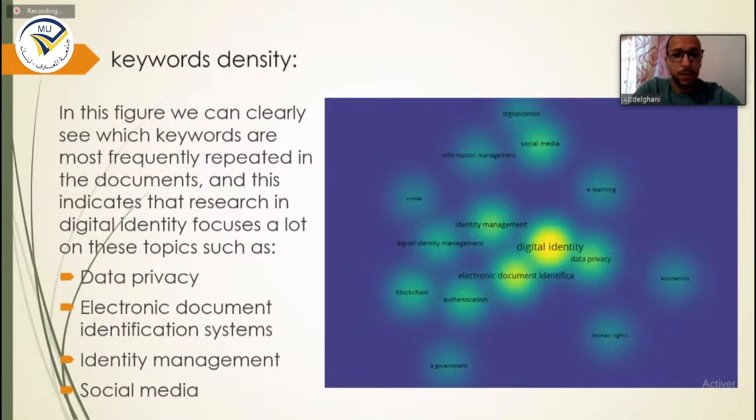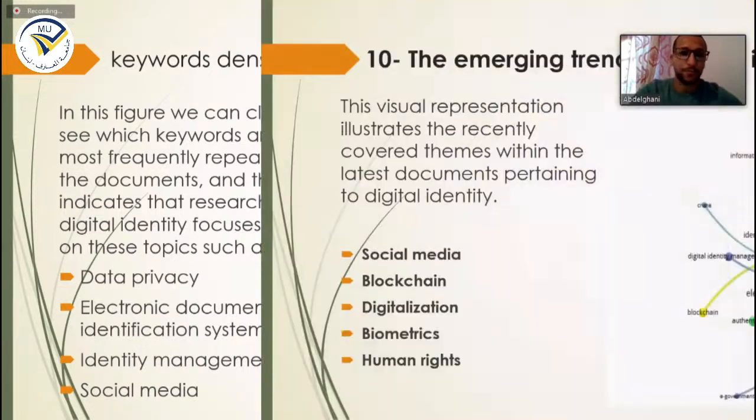Keywords density. In this video you can clearly see which keywords are most frequently repeated in the document, and this indicates that research in digital identity focuses a lot on this topic, such as data privacy, electronic document identification systems, identity management, and social media.